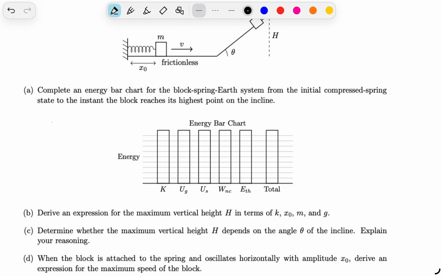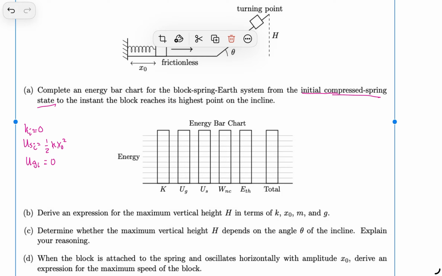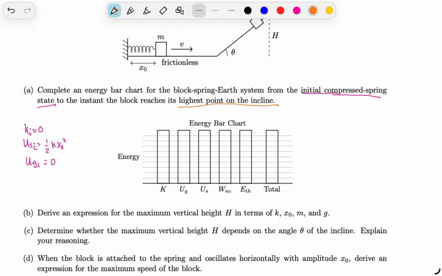When you're at your initial state, your kinetic energy is equal to 0 because you're compressed to the maximum. You're going to have your initial spring energy equal to 1/2 k x naught squared, your displacement, and you have UG initial equal to 0 because we're at the very bottom. Now, when you are at the very highest point on the incline, your kinetic final is equal to 0 because you're very high up. Your spring final is equal to 0, because you're not in contact with the spring anymore. And your gravitational final is equal to mg times your vertical height, which is just h.